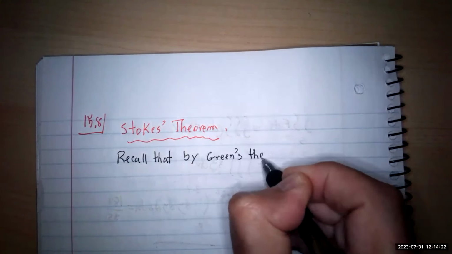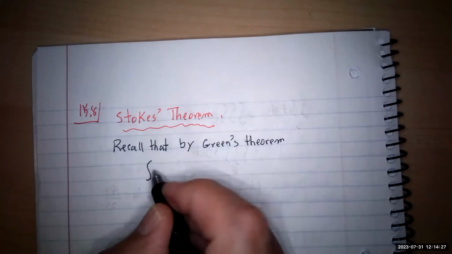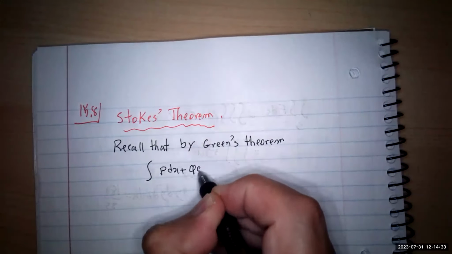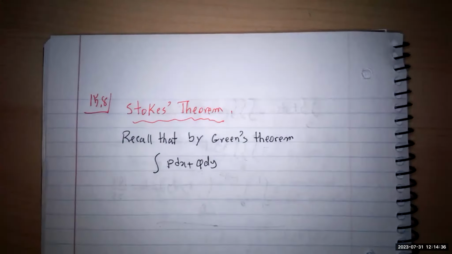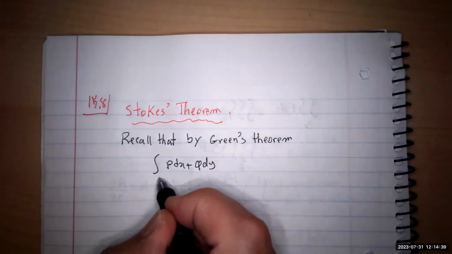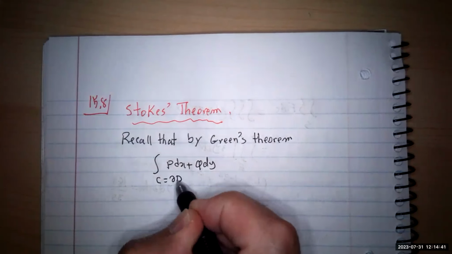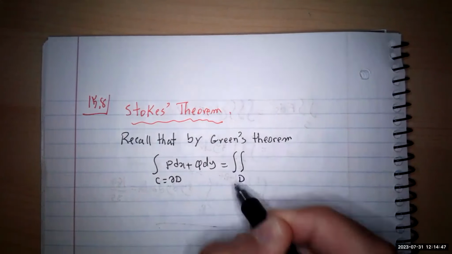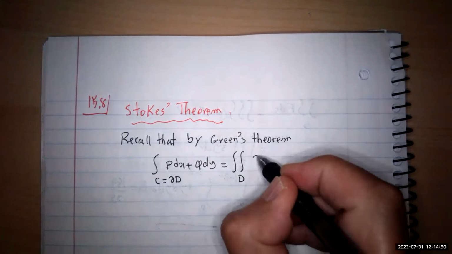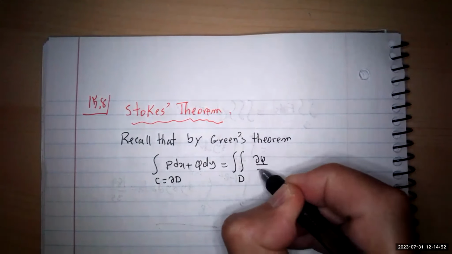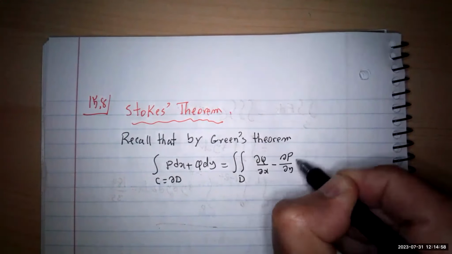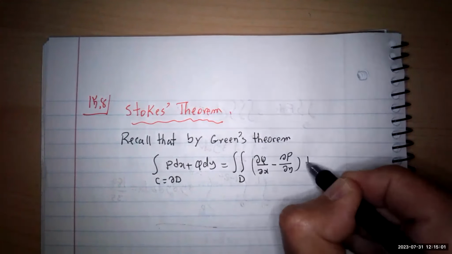Green's theorem is the one that we did. If you want to find the line integral of a function of the form P dx plus Q dy, on the curve C, which is the boundary of the domain D, it would be the same as the double integral on the domain D of this quantity, round Q, round X minus round P, round Y. That is the case.